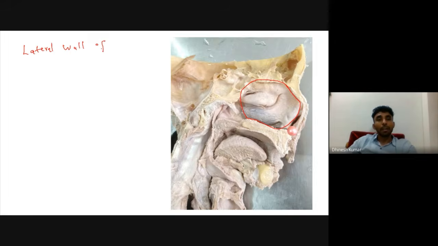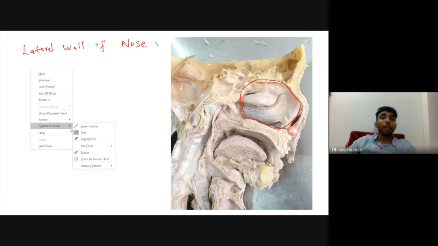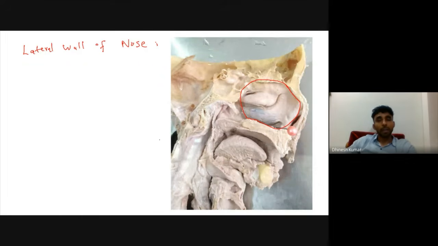In the lateral wall of nose, one particular meatus has been pinned in this diagram, or it may be probed. Any idea which meatus has been probed in this specimen? Exactly, this is the inferior meatus of nose. The pinned structure or pinned area is called the inferior meatus of nose.